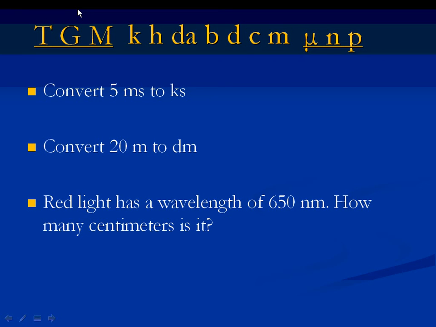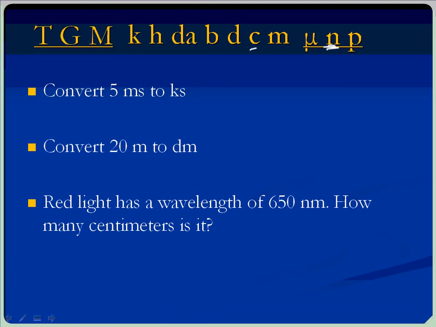Red light has a wavelength of 650 nanometers. How many centimeters is that? Well, you start at nano, and you go to centi. But remember that that hop is actually 3 hops, and that hop is actually 3 hops, and then it's just 1 hop to the C. So we're going to be going, the decimal's there right now, and we're going to be moving it 7 hops in total. 1, 2, 3, 4, 5, 6, 7 hops.